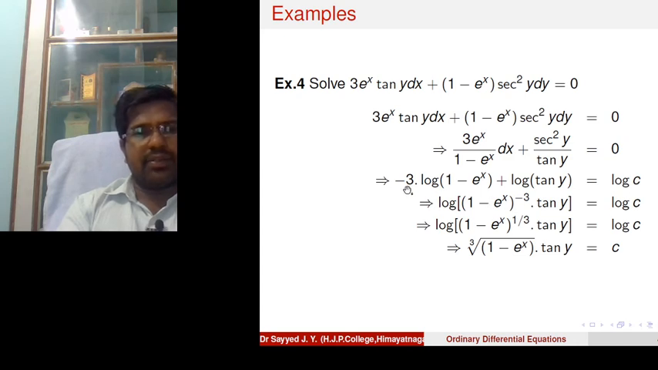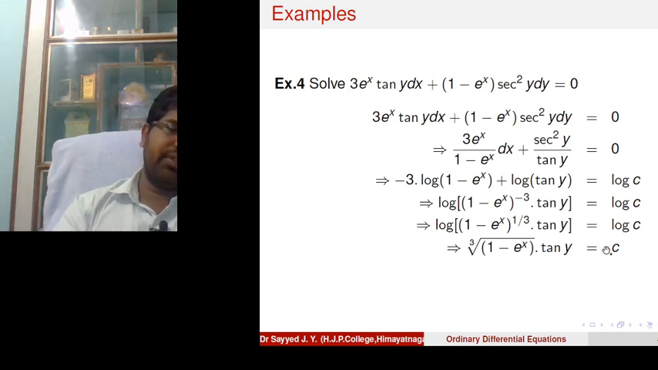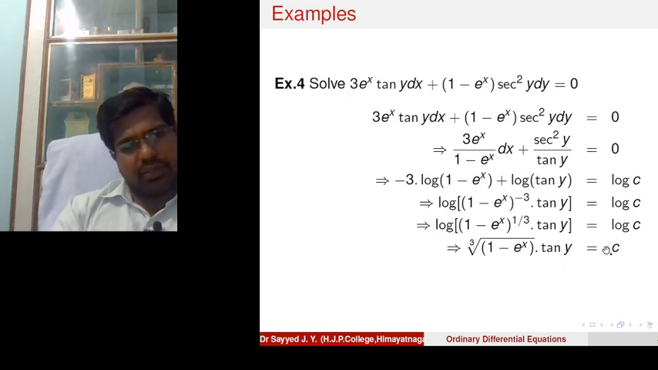Again, by using the property of log, that minus 3 will come to power of this, and this is what, log of plus, and by using again the log of m plus log of n is equal to log of m into n, it is equal to log of 1 minus e to the power x whole to the power minus 3 into tan y is equal to log c. By taking the exponential on both sides, what you will get, this 1 minus e to the power x into tan y is equal to constant of integration. So these are the variable separable form.